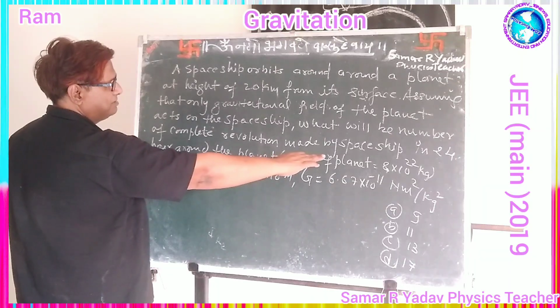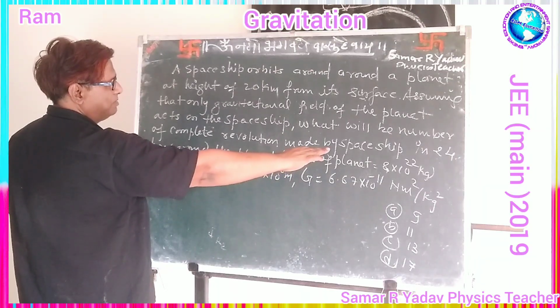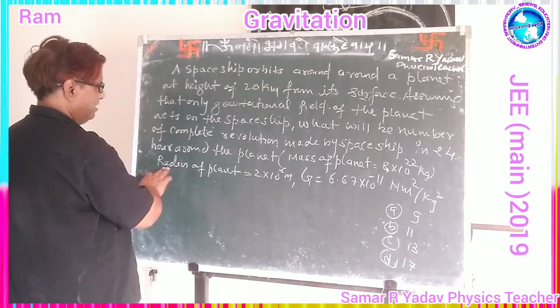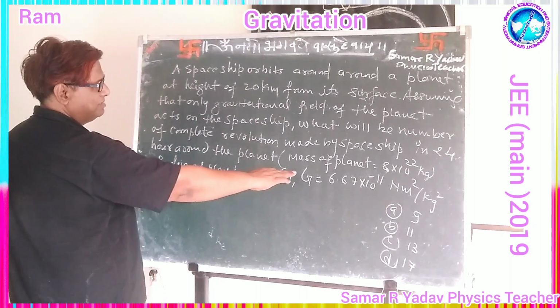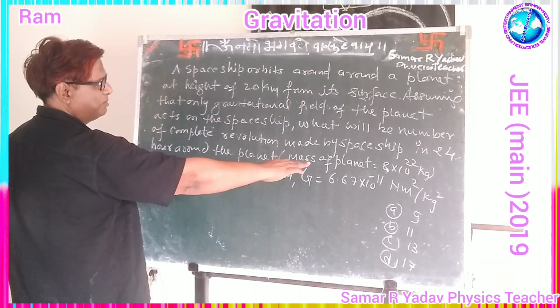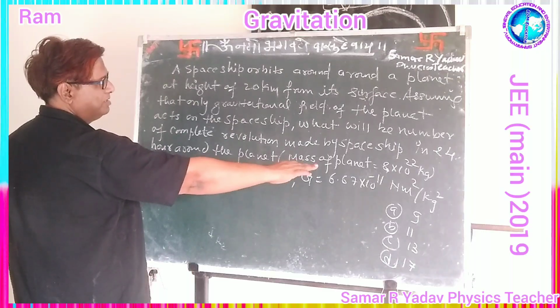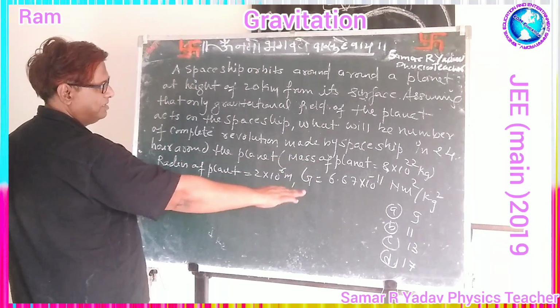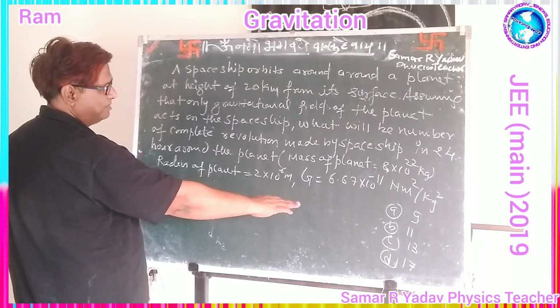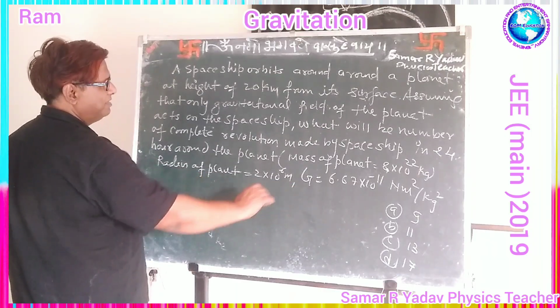Mass of the planet is 8 × 10^22 kg and radius of the planet is 2 × 10^6 meter, and capital G is equal to 6.67 × 10^-11 N m²/kg². There are 4 options given here: A 9, B 11, C 13 and D 17.